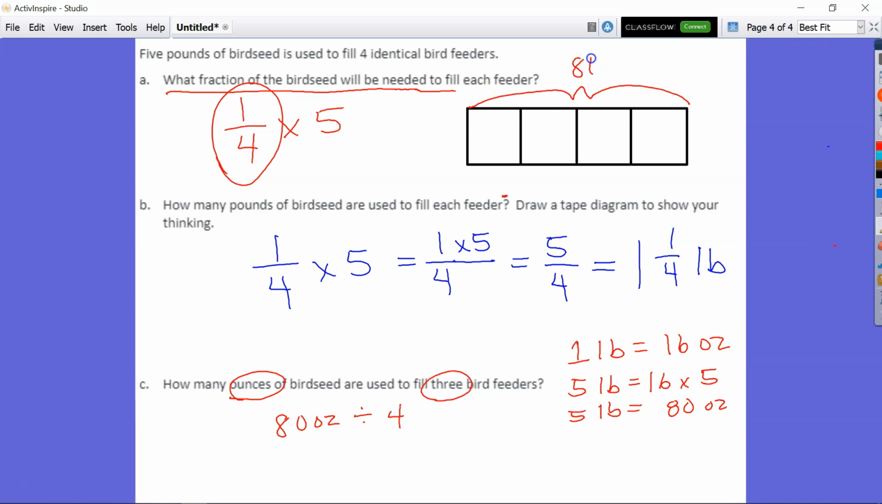We would just have our 80 ounces divided by 1, 2, 3, 4 containers, and we should be able to see that 20, 40, 60, 80 in all 4. That's 80 ounces, 20 in each one. So we're trying to find out how many ounces is in 3. So that would be 60 ounces. 80 divided by 4 equals 20, and then we have 20 times 3 to get our 60 ounces in 3.